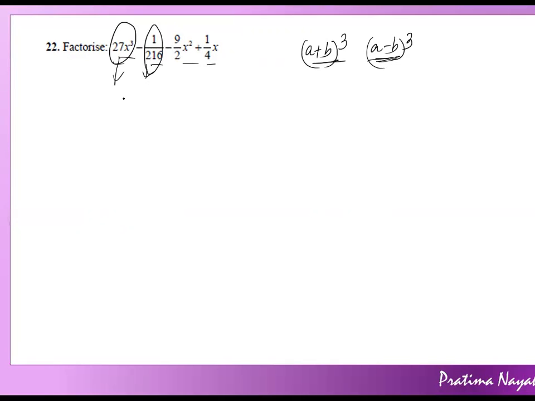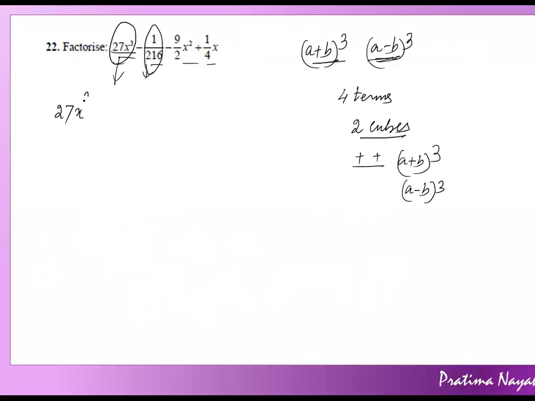After getting this, now let us learn how to write it. Again, I repeat, if there will be 4 terms and out of these 4, 2 are cubes, then either it will be a plus b whole cube or a minus b whole cube. If all are positive, then it is a plus b whole cube. If 2 negative, 2 positive, then it will be a minus b whole cube. So just see the 27x cube minus 1 by 216 minus 9 by 2 x square plus 1 by 4.